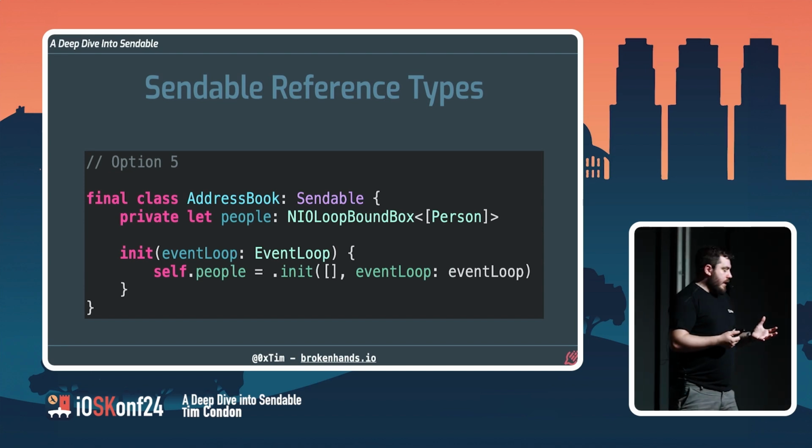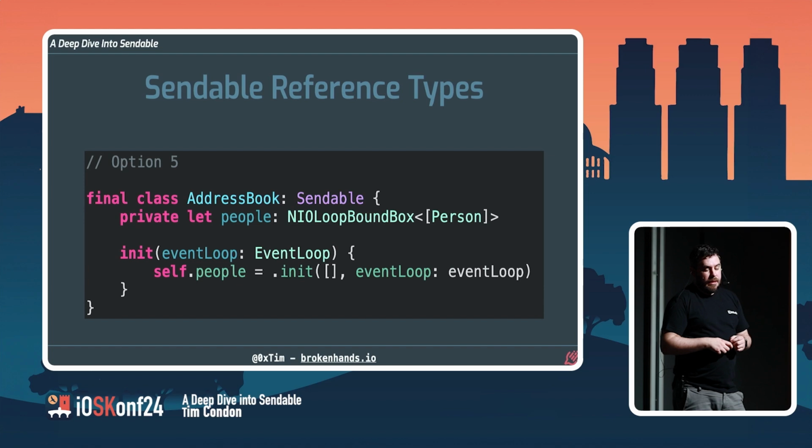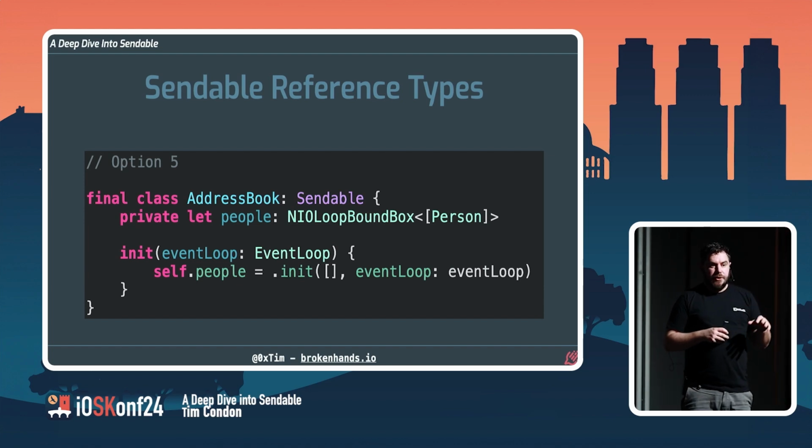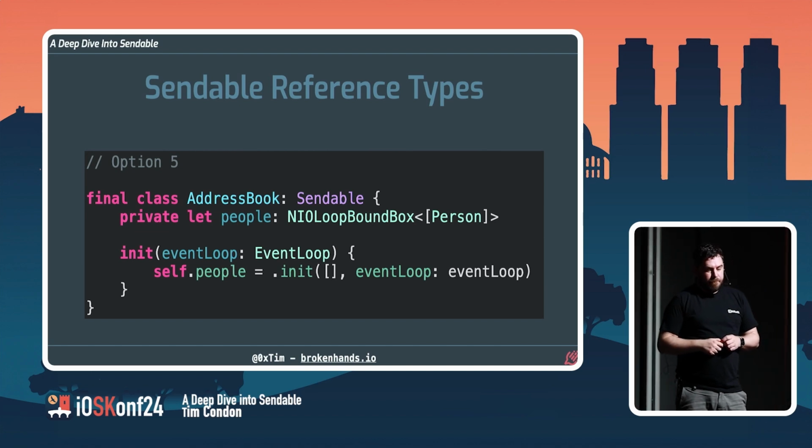So these are various different options that you have for making your type sendable. But generally, if you can, try to use value types, structs and enums to start with, and then if you need reference types, use them later.